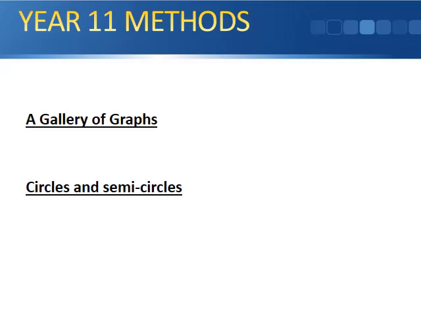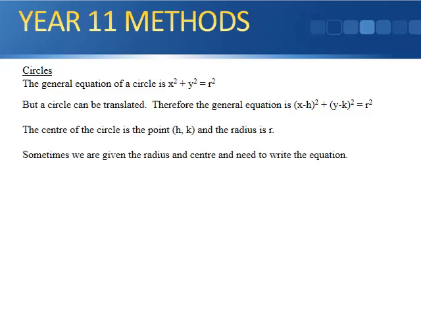Today we're looking at circles and semicircles. Now the general rule for the equation of a circle is x squared plus y squared equals r squared. Now we can translate this circle, left or right and up and down, and we've still got the r squared.